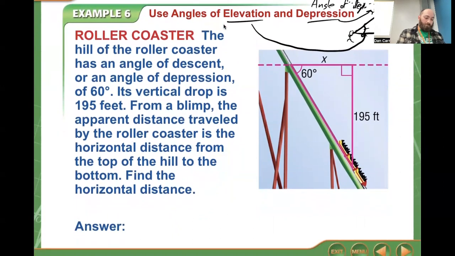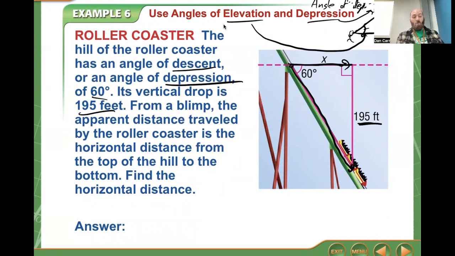So for this one, we're going to set this up as the hill of a roller coaster has an angle of descent or an angle of depression of 60 degrees. Its vertical drop is 195 feet, and that's referring to this value here. From a blimp, the apparent distance traveled by the roller coaster is this horizontal distance here. So even though the movement is going from there to there, how does somebody from above view this movement going there to there? That's that horizontal distance.